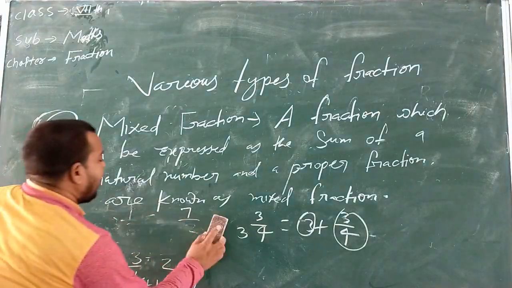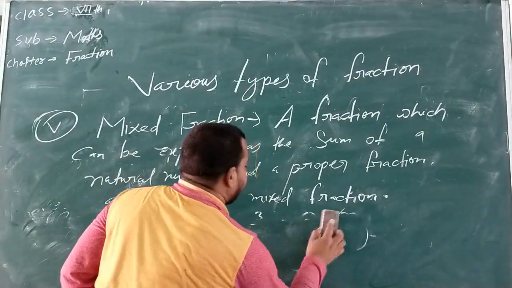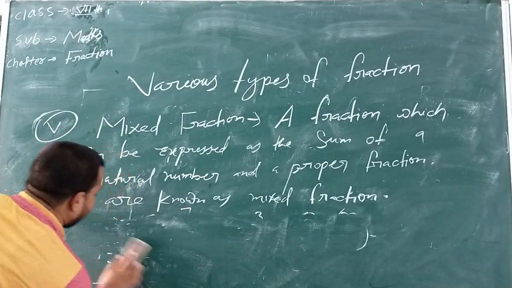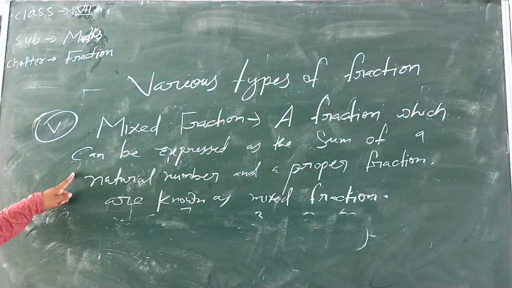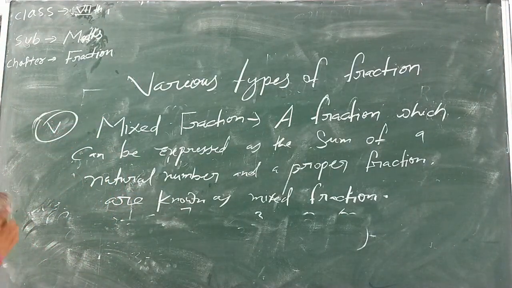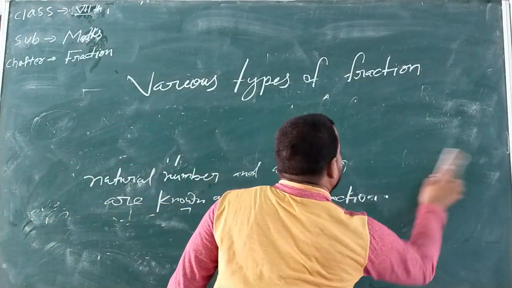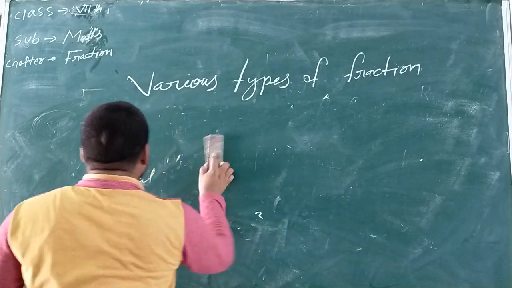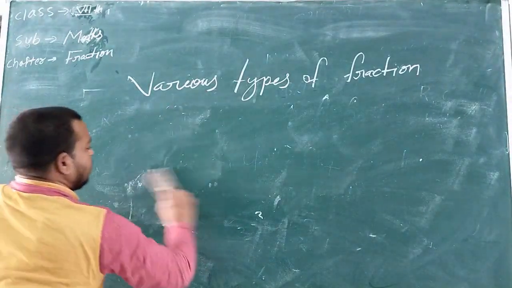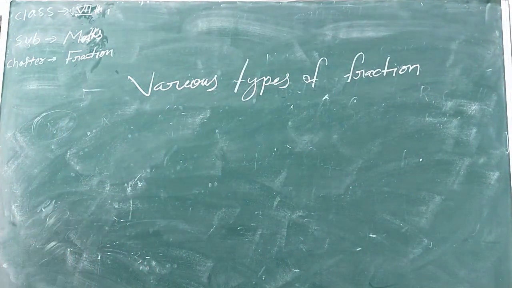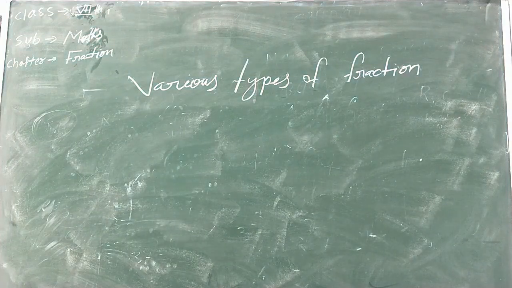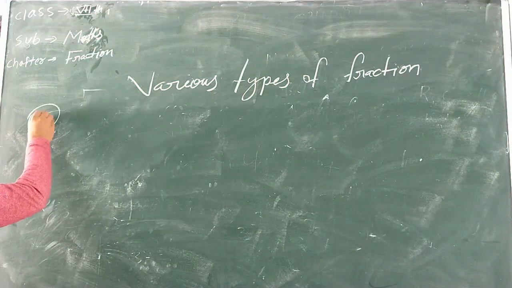So a fraction which can be expressed as the sum of a natural number and a proper fraction is known as a mixed fraction. Now, the sixth type of fraction is equivalent fraction.